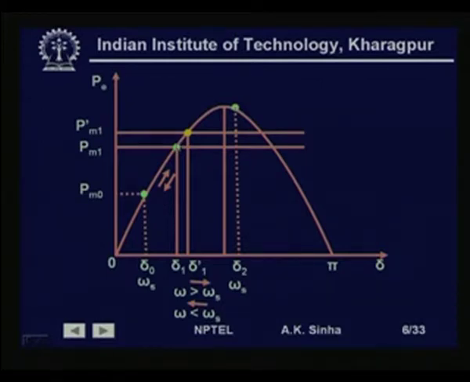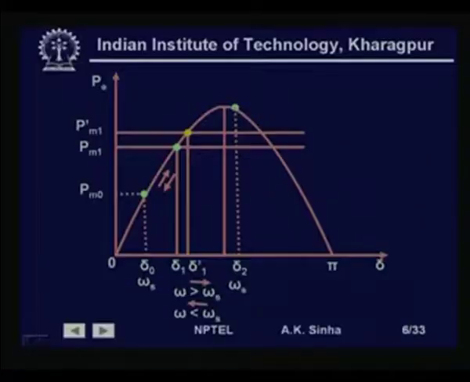So, this is what we see: the kind of dynamics which is going to take place when we have sudden changes in the mechanical input or electrical output from a turbine generating system which is connected to an infinite bus bar. We will get a sustained oscillation between these 2 points if there is no damping.